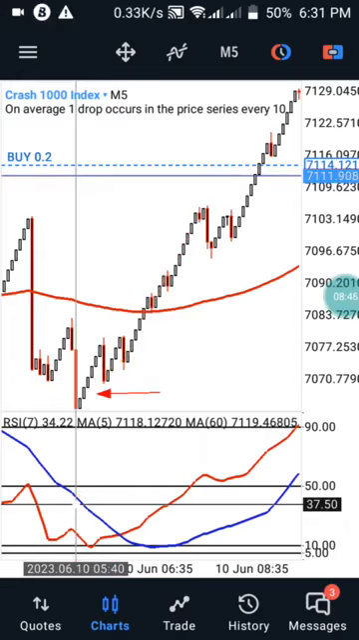So you can take your profit immediately you have your red line reaching your 50, or you wait for your blue line reaching your 50, so you can take that.